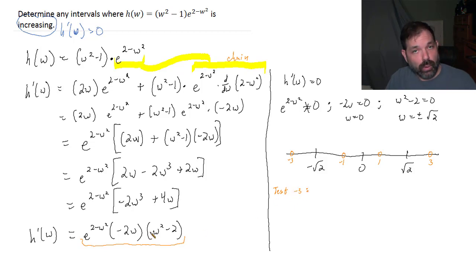e to a power is positive, so e to the power is positive. Negative 2 times negative 3 would be positive. Negative 3 squared minus 2 would be 9 minus 2, which is positive. This interval ends up being positive.